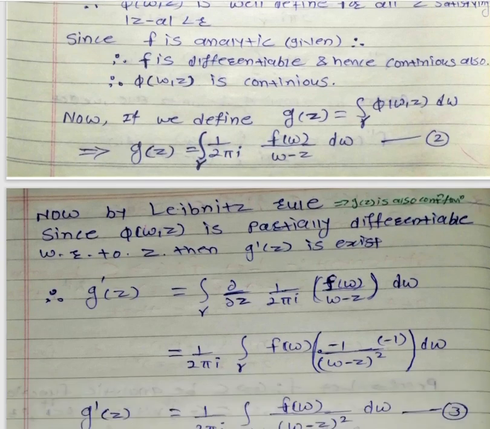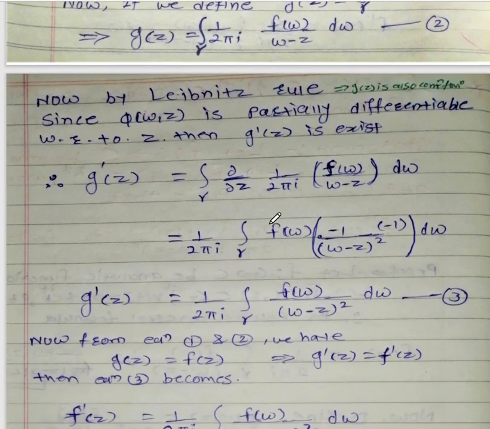So differentiate with respect to z partially. Here 1 upon 2 pi is a constant term, so take it outside of the integral. So integral over gamma f of w, and del by del z, so derivative of this term 1 upon w minus z, that means minus 1 upon (w minus z) to the power 2 into the derivative of w minus z, that is minus 1.